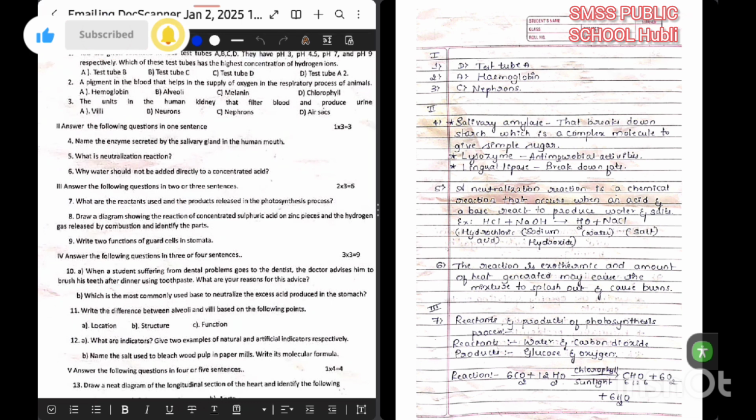Main question number 2. Answer the following questions in one sentence. Each carries 1 mark. Question number 4, name the enzyme secreted by the salivary gland in the human mouth.